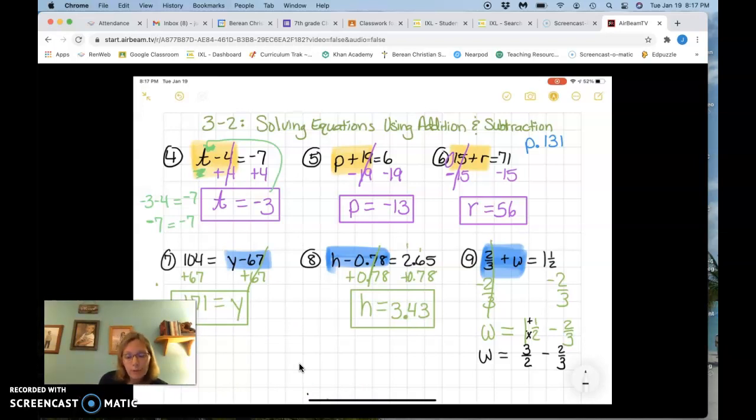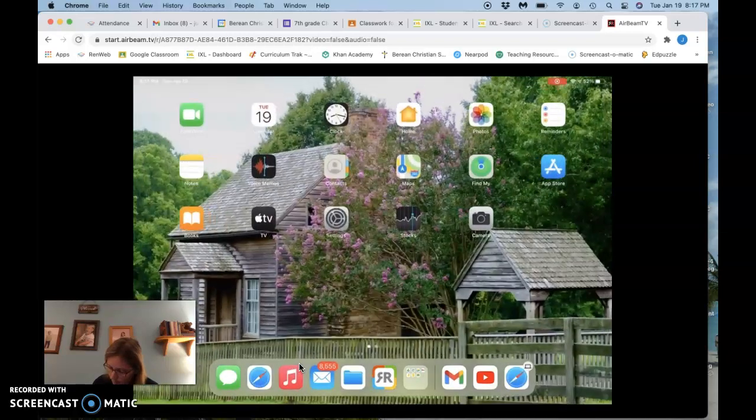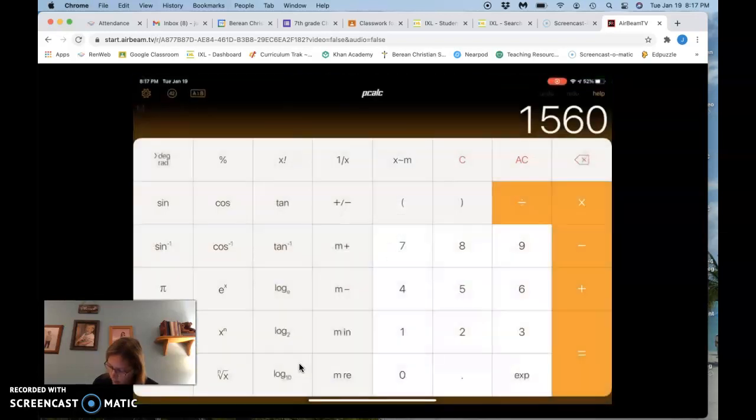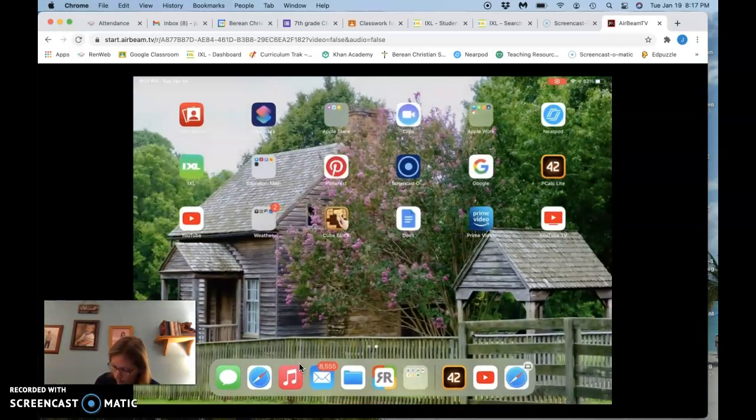So remember, fraction means divide. So I can take these fractions and say 3 divided by 2, which is 1.5. And then I can take the other fraction, which is 2 divided by 3. Let's see if I can find my calculator real quick. 2 divided by 3. 0.66666, repeating. So I'm going to say it's 0.7 for that one, okay?